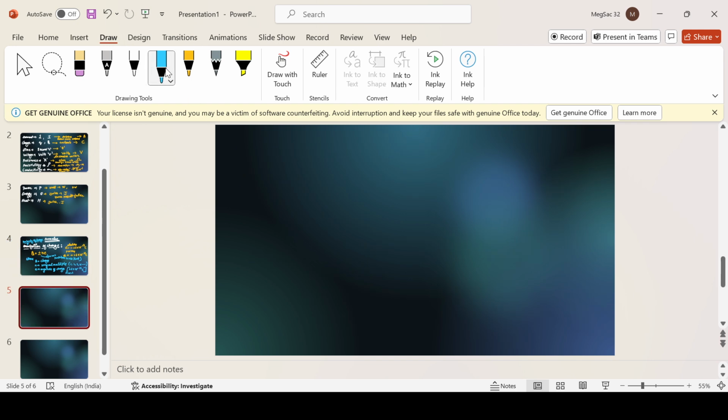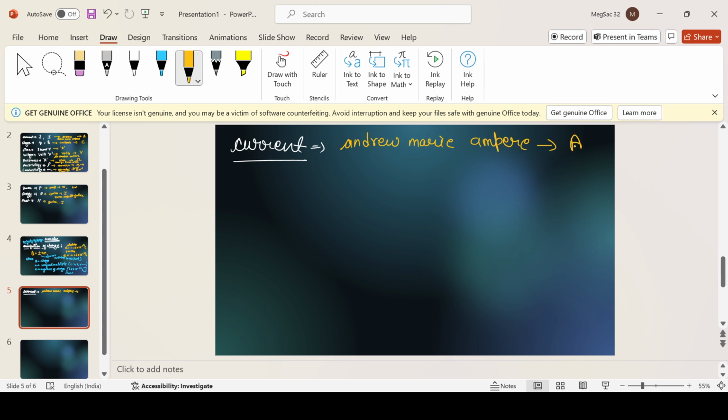Let's come to another formula which we come across, the current one. So formula for current is given by Andre Marie Ampere, denoted by capital A. So see, this is the name of the scientist and this is the SI unit for ampere. So whenever you are writing the name of the scientist, you have to write it with a small letter. Sir, what have you written there? Andre Marie Ampere. Okay. Yes, Marie Ampere. Okay.